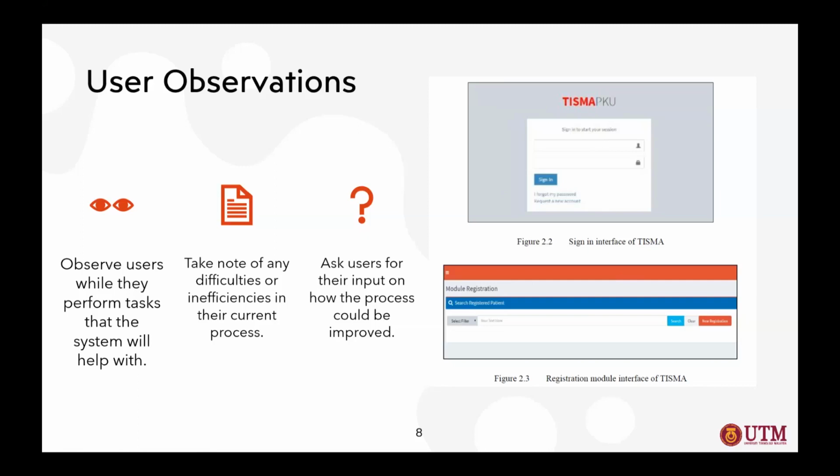So you can get the feedback from the users. They will help you very much for this one. Take note of any difficulties or inefficiency in their current process, and then ask users for their input on how the process could be improved. You must do this especially if you already have the current system, but you want to improve or extend the existing one. So here you need to do the site visit and the observation, not only the interview session.